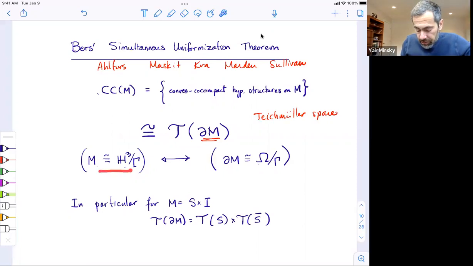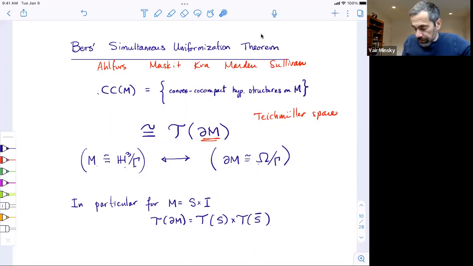by the definition I used for convex co-compact, it means that the boundary of M can be identified with Omega mod Gamma, and Omega mod Gamma is a conformal surface because it was obtained from an open set in the Riemann sphere by a group of Möbius transformations. So it has a Riemann surface structure, and so it gives you an element of the Teichmüller space. And I should point out specifically for the product I-bundle case, this Teichmüller space of the boundary, well, it's the Teichmüller space of a disjoint union of two surfaces.